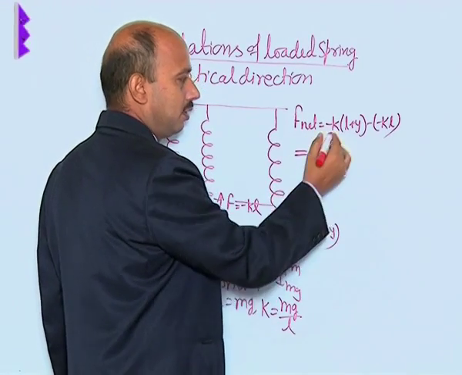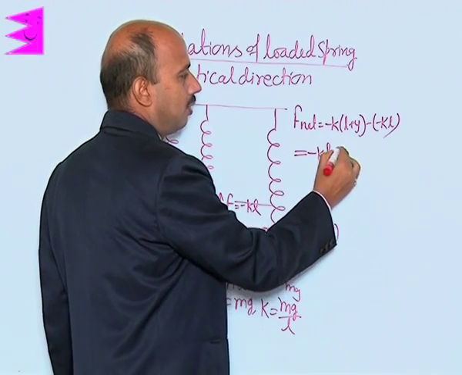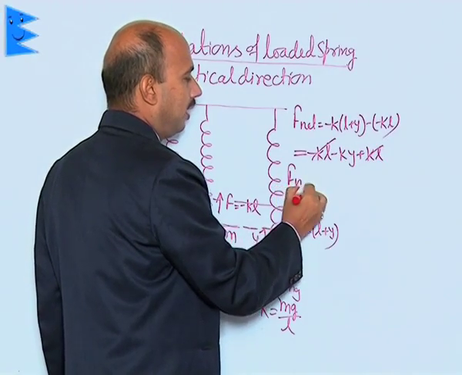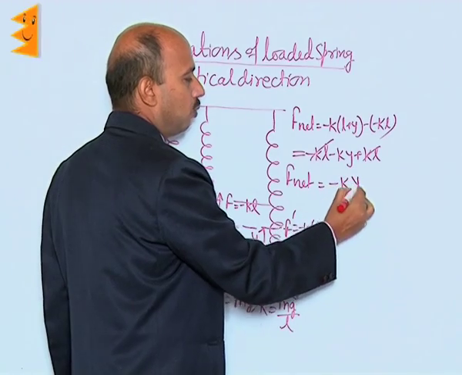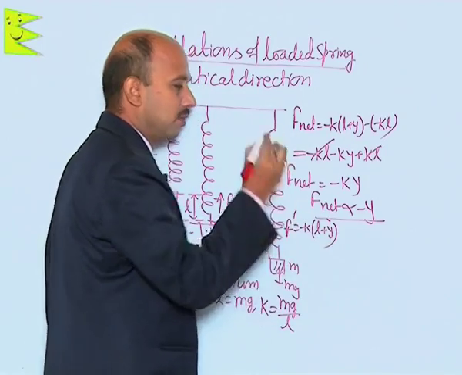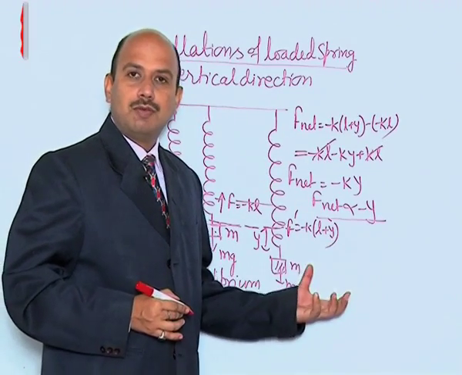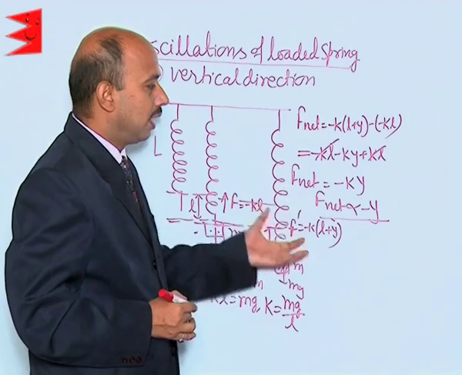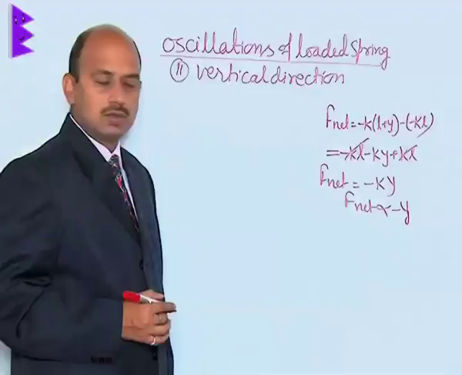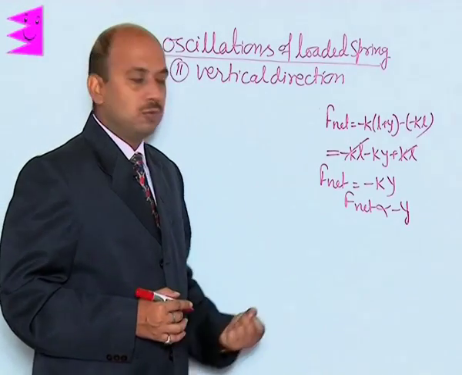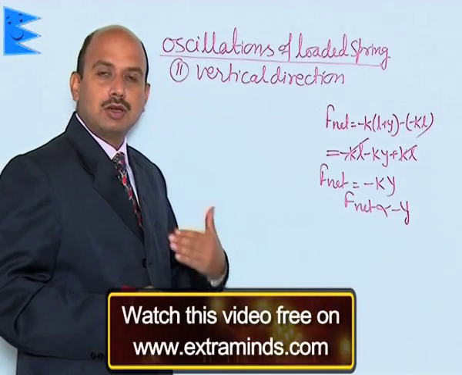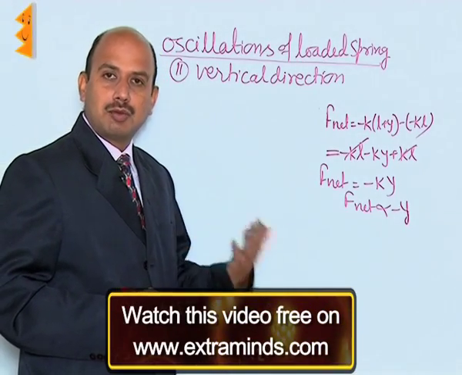We can calculate, it is here minus KL minus KY plus KL, they cancel. So, F net is equal to minus k into y, that means F net is directly proportional to minus y. It means the net restoring force which is acting vertically upward is directly proportional to the negative of the displacement. It means the motion of the spring or the mass is actually simple harmonic motion.